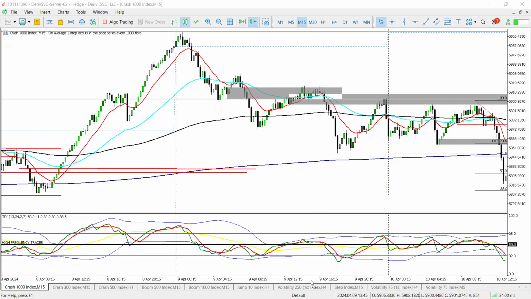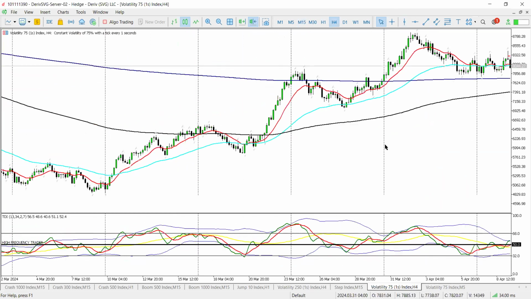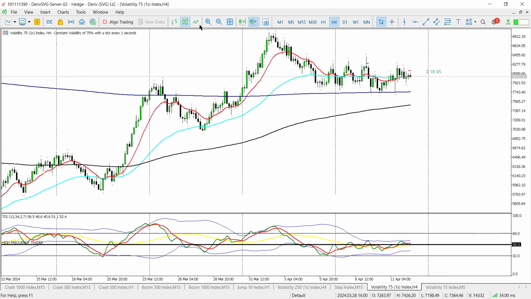What else? Let's see. Let me open something totally different, something which I don't trade, so that I can show you that this actually works. So we want to look at this particular asset here. This is the 4-hour time frame. You can see we have a clear break of structure here, and price has hit an order block.